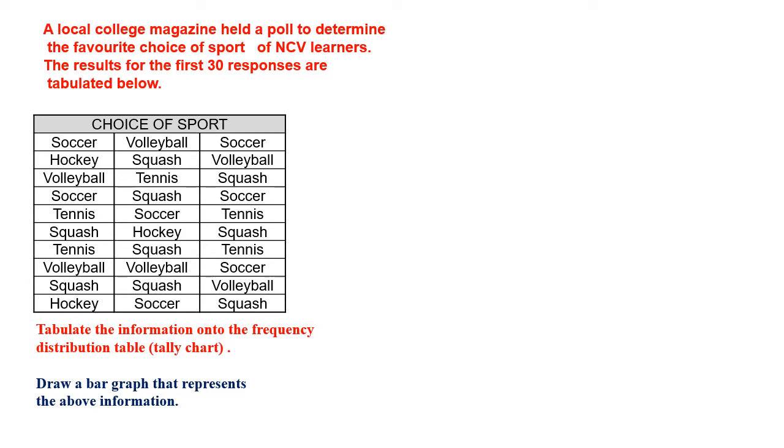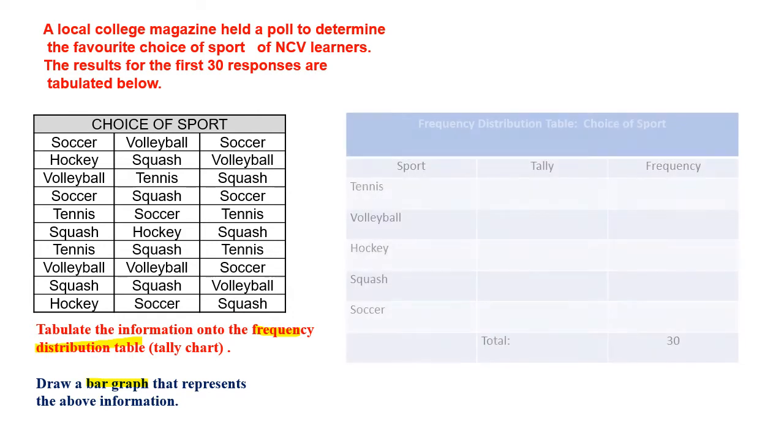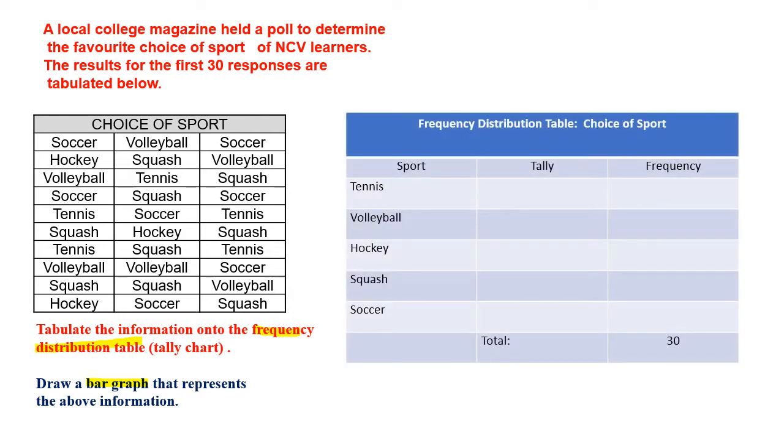At level 2, we are going to call it a tally chart, but please understand it is a frequency distribution table as well. Secondly, we are going to draw the bar graph, and thirdly, the pie chart. First and foremost, let me understand what a frequency distribution table looks like. This is an example of a frequency distribution table. In this case, we are dealing with the choice of sport.